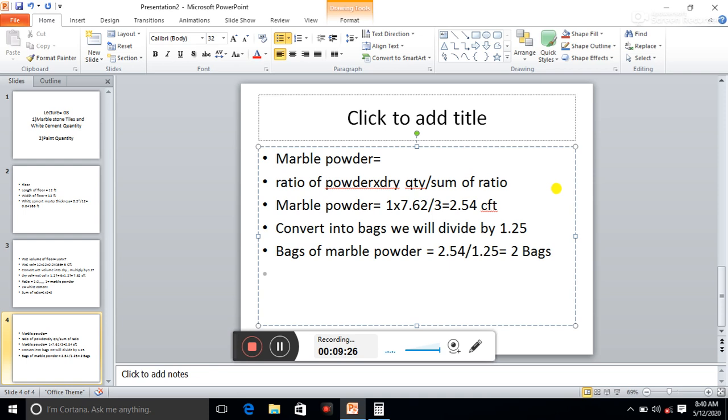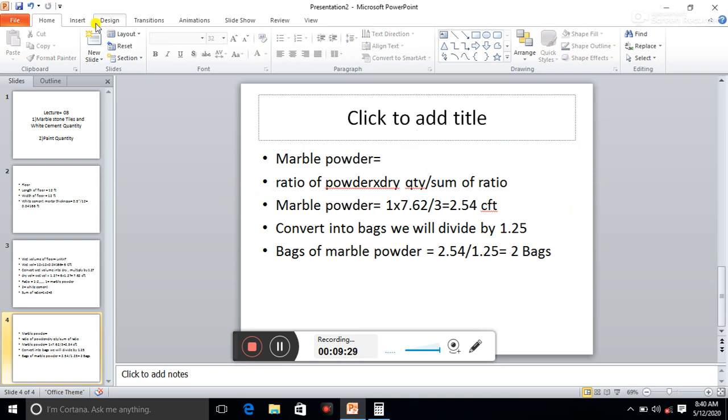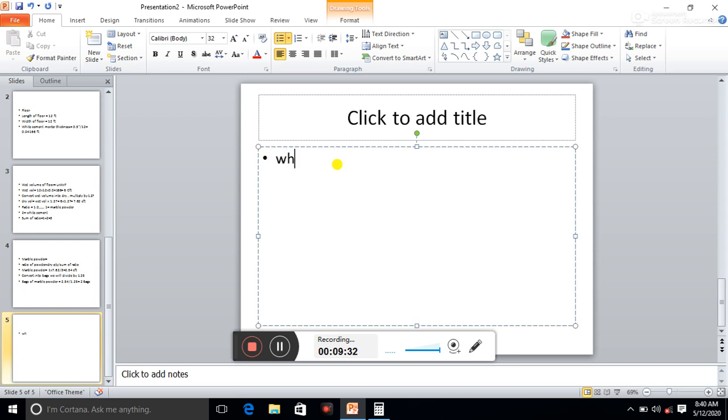Okay, so now in the next step we have to find the white cement quantity. We put values in the same formula. So white cement will be equal to ratio of cement, which is 2 from 1:2, into dry quantity 7.62, divided by sum of ratio 3, so it will give 5 cubic feet.